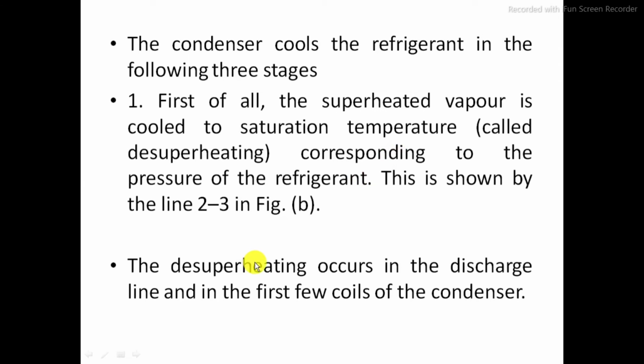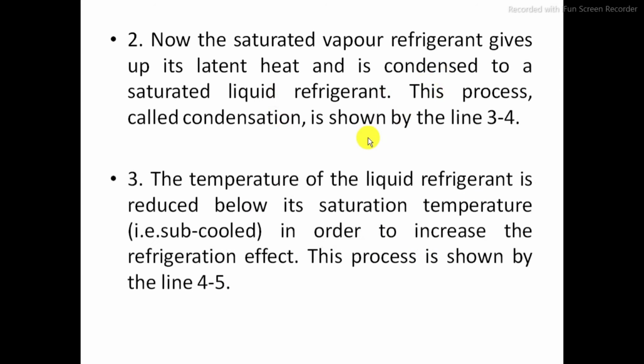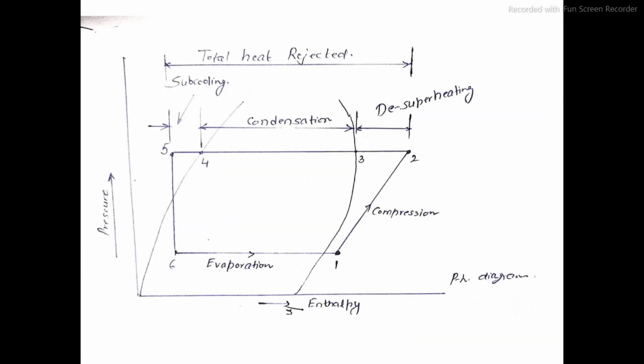The desuperheating occurs in the discharge line and in the first few coils of the condenser. Now the saturated vapor refrigerant gives up its latent heat and is condensed to a saturated liquid refrigerant. This process is called condensation, shown by line 3 to 4. The temperature of the liquid refrigerant is reduced below its saturation temperature, that is subcooling, in order to increase the refrigeration effect, as shown by process 4 to 5. So from 2 to 3 there is desuperheating, from 3 to 4 there is condensation, and from 4 to 5 there is subcooling to increase the refrigeration effect.